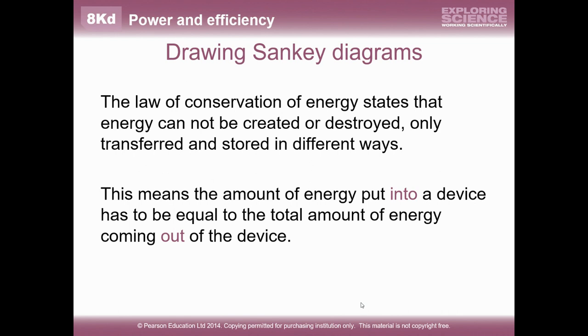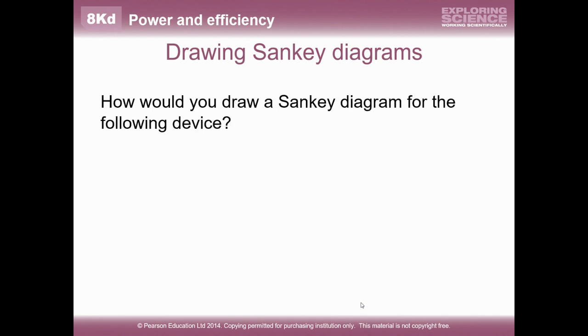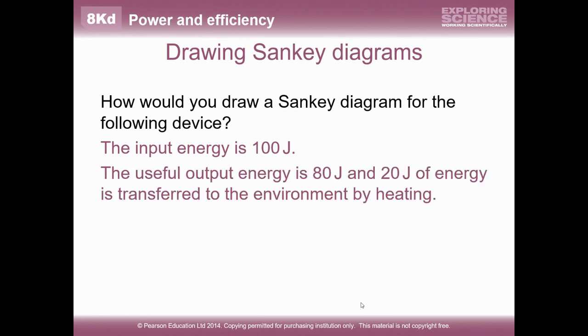This means that the total amount of energy going into a device is equal to the total amount of energy leaving this device. However, the amount leaving could be wasteful forms of energy as well as useful forms of energy. So, how would you draw a Sankey diagram for the following device? The input energy is 100 joules. 80 joules of the input energy goes to a useful form of energy, whilst 20 joules of the input energy is wasted and transferred to the surroundings by heating.